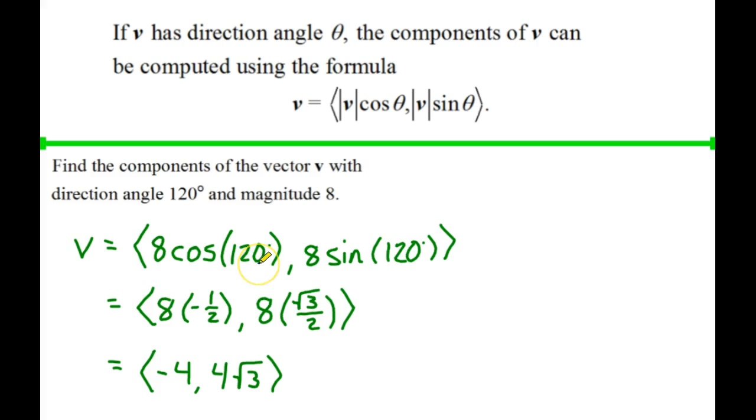The cosine of 120 degrees is equal to negative 1/2. The sine of 120 degrees is equal to radical 3 over 2. So if we simplify our first component, we get a value of negative 4. And if we simplify the second component, we get a value of 4 times radical 3.